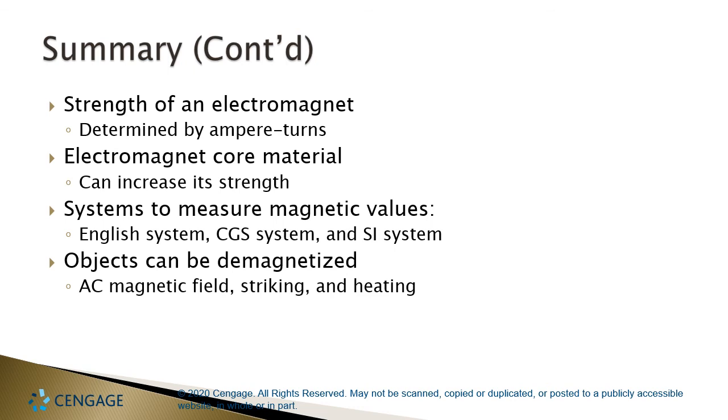There are multiple systems used to measure and quantify magnetism. We have our English system. We have both a CGS and an SI system. You should be familiar with the various quantities associated with those.